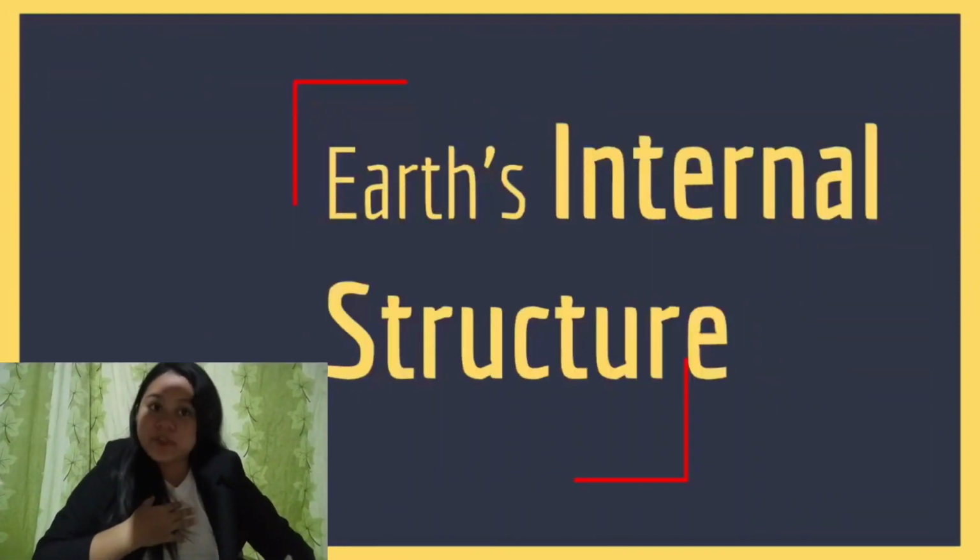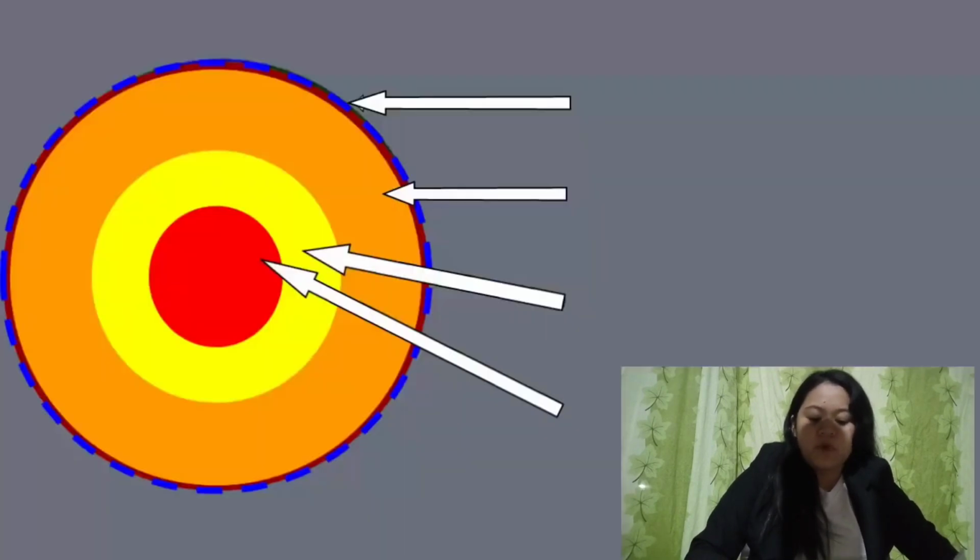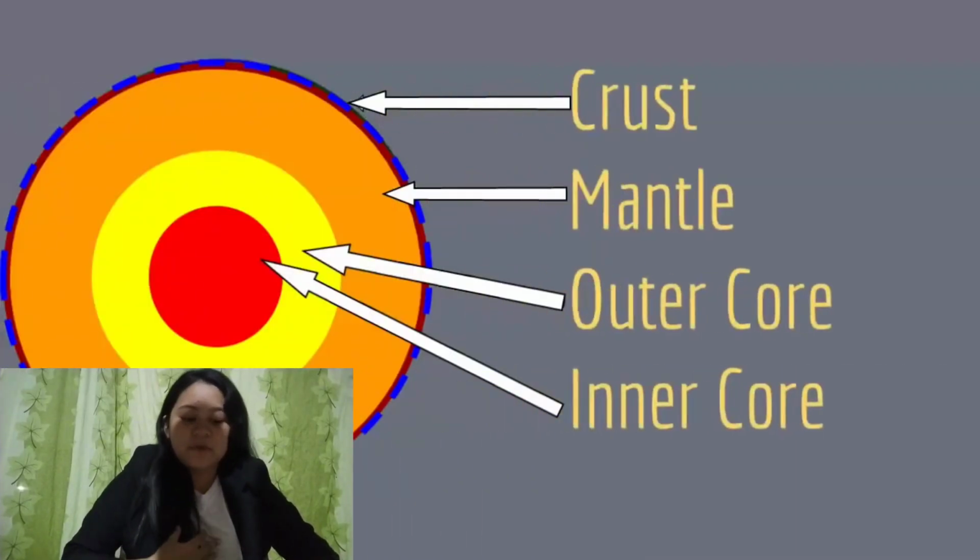I am here to let you explore the Earth's internal structure. Earth seems like a solid planet all the way through from its outer appearance. So the question is, what is the internal structure of the Earth? Well, just like a piece of fruit or an egg.